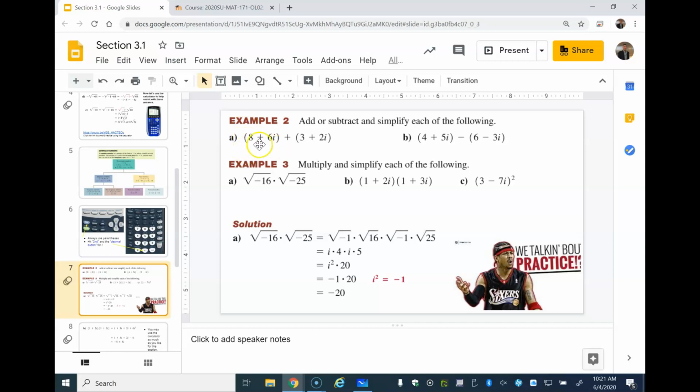So if I want to add these two together, you can use your calculator or you can just add them straight up. Because this has an i and this has an i, you can add those together because they're considered to be like terms. But then again, you can put this all in your calculator and you should get the right answer for that.